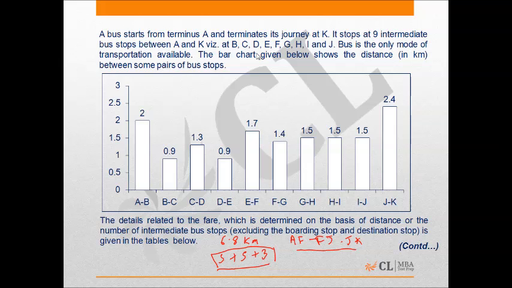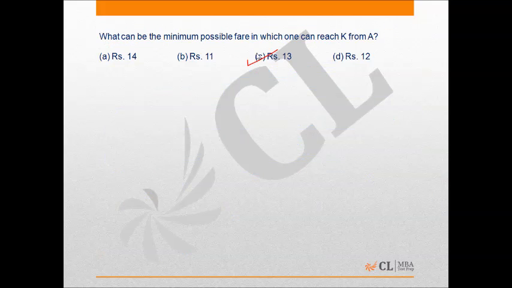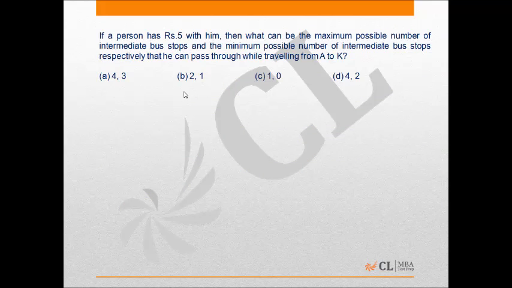apart from B to G, C to S, D to I, and a few more, where we can travel these many intermediate stops by making a payment of rupees 5. So the maximum number of bus stops that one can pass through by spending rupees 5 is 4.